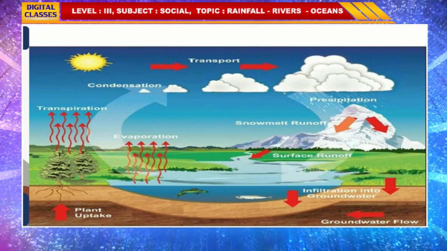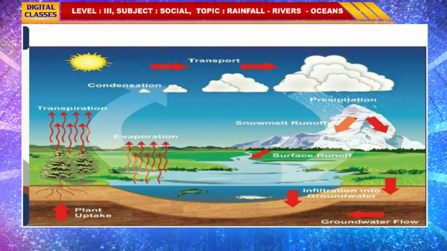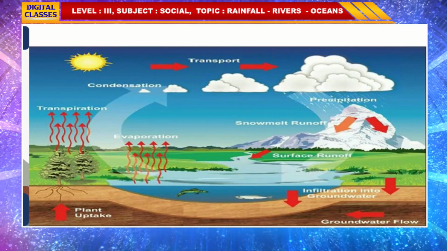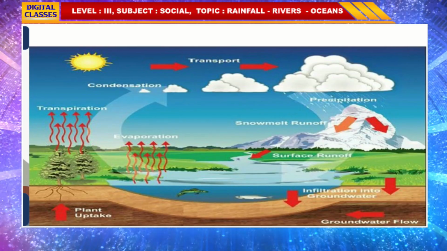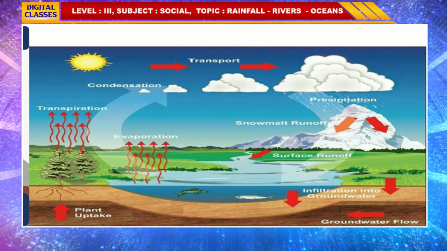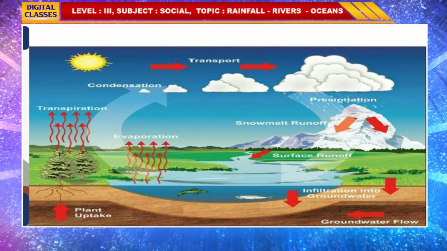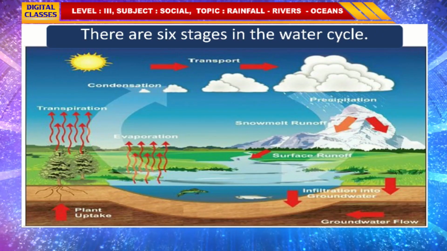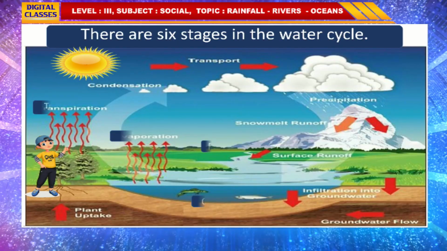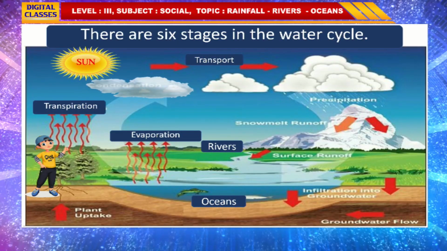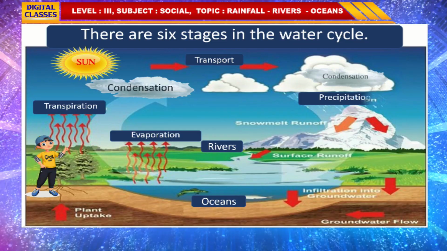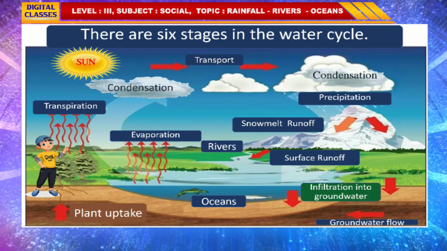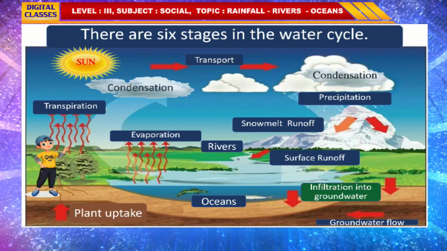Now children, let us learn about the water cycle. The process of water evaporating from the seas, forming clouds in the sky, coming down as rain, flowing down the slopes of land in the form of rivers and finally joining the sea is called the water cycle. There are 6 stages in the water cycle. They are evaporation, transportation, condensation, precipitation, runoff and the groundwater. Now let us learn about these stages in detail.